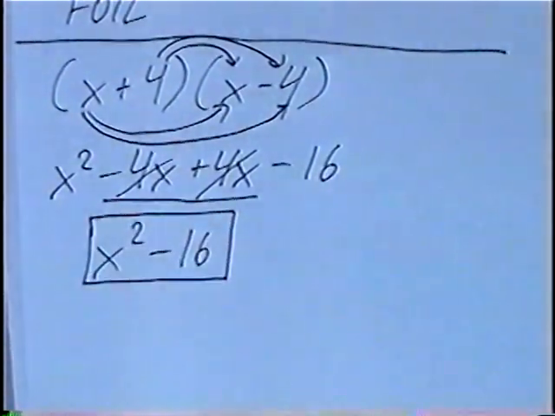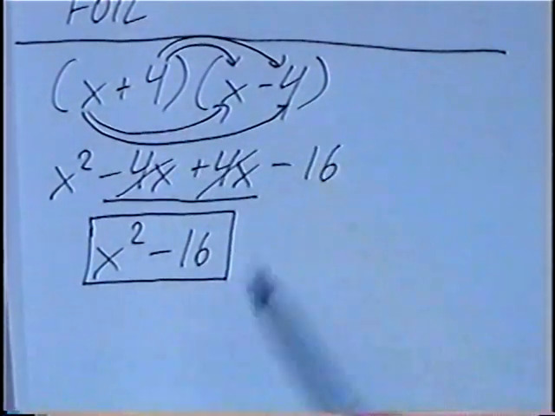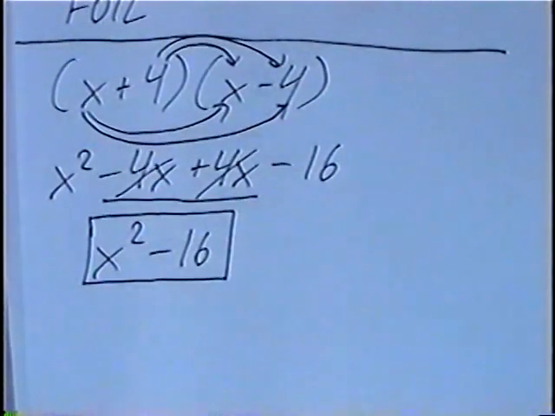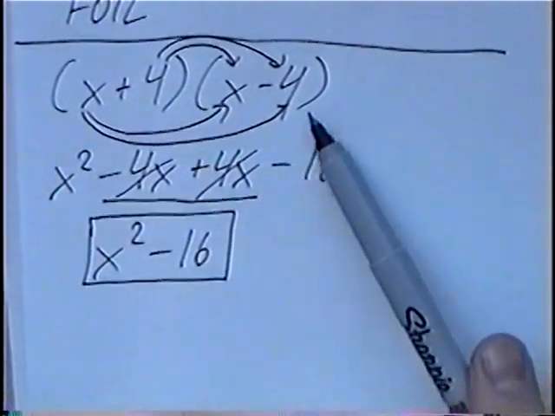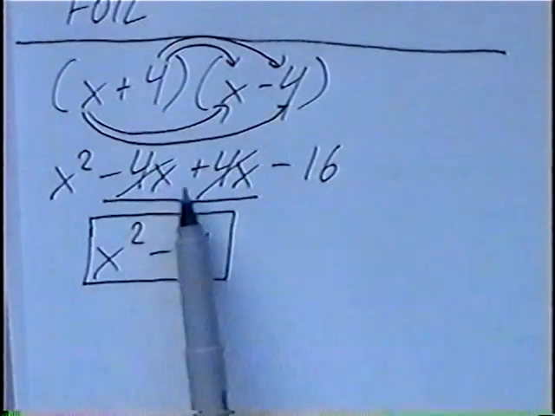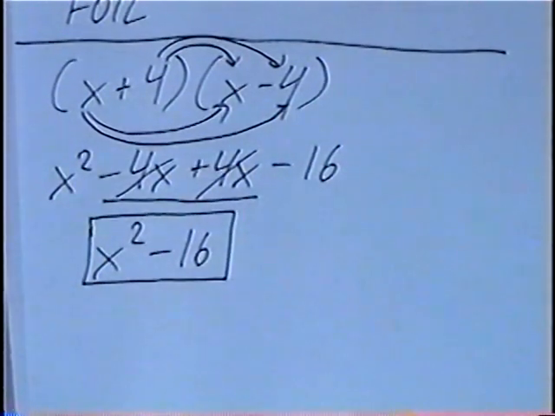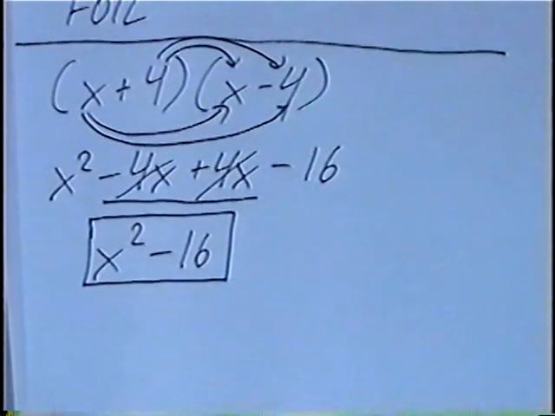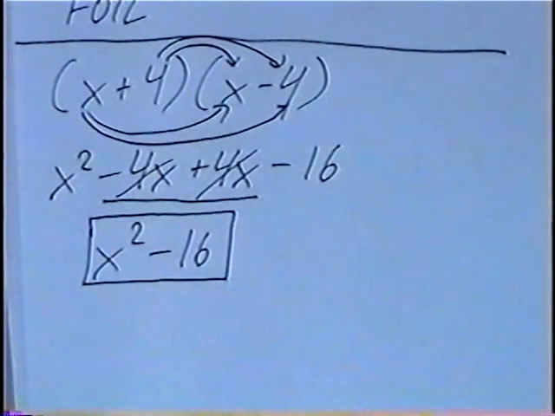When looking at the original question, we had the same parentheses twice, but one was positive and one was negative. When you have the same parentheses but opposite signs, the middle terms will match up, but they'll be opposites and they'll cancel out. So again, our final answer, x squared minus 16.